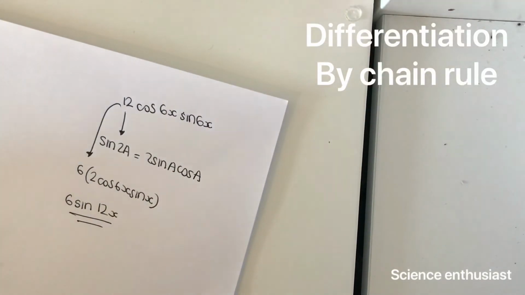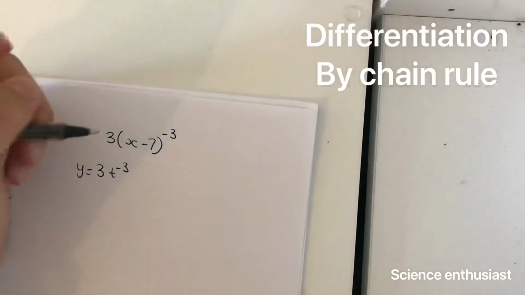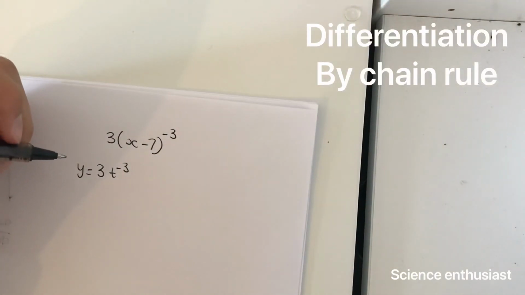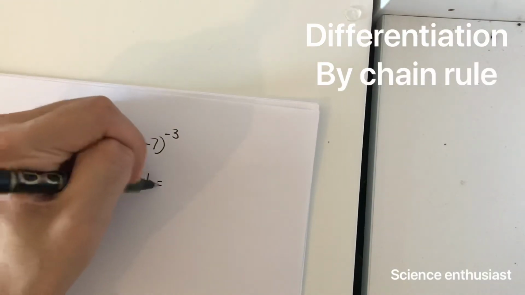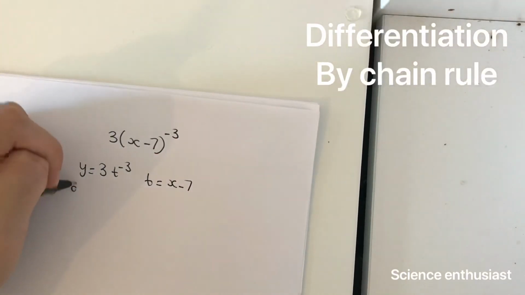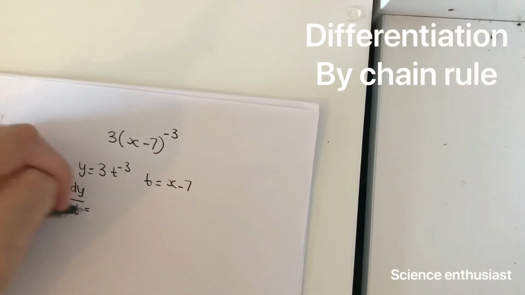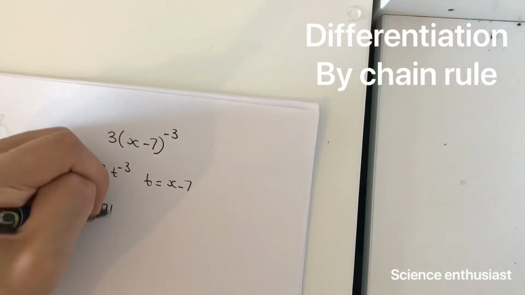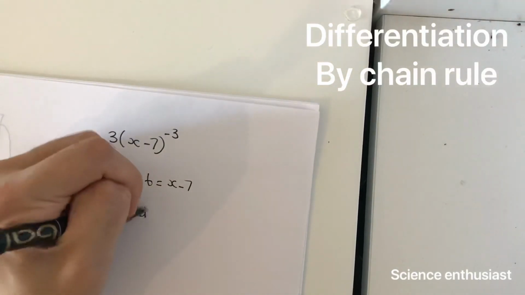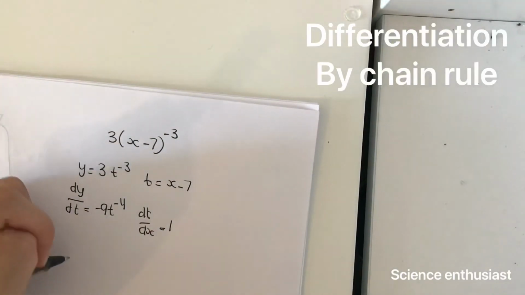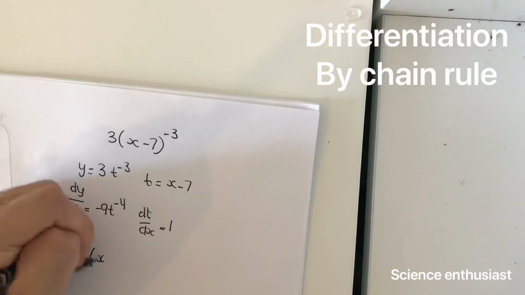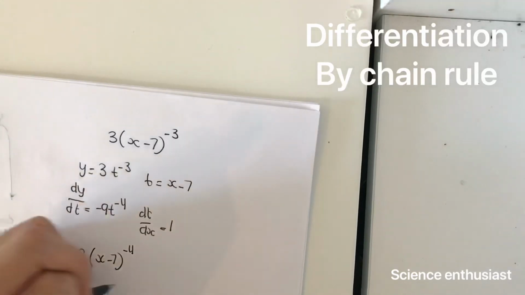Another question that we can try is 3 times (x minus 7) all to the power of minus 3. We know that y equals 3t to the power of minus 3 and t equals x minus 7. dy over dt, minus 3 times 3, is just minus 9t to the power of minus 4. dt over dx is just 1. And we can multiply them to get minus 9 times (x minus 7) all to the power of minus 4.